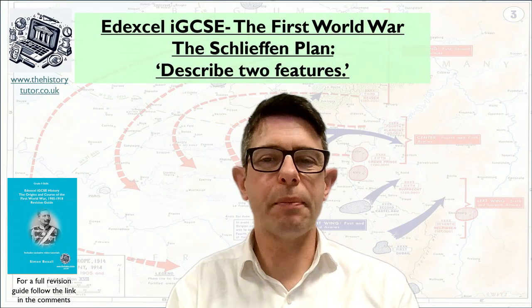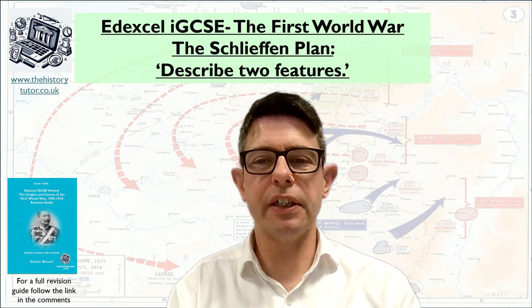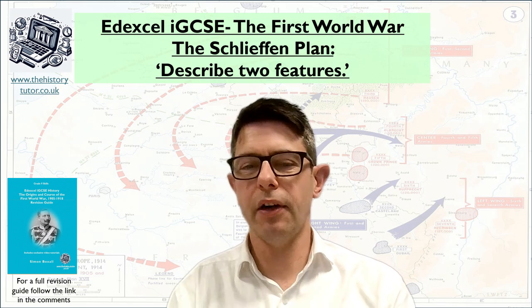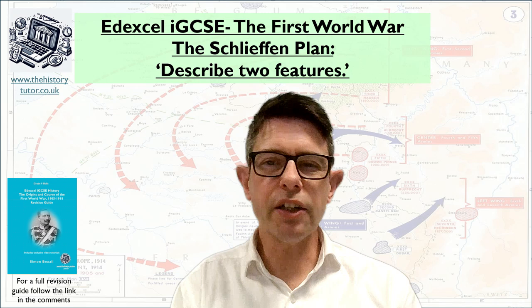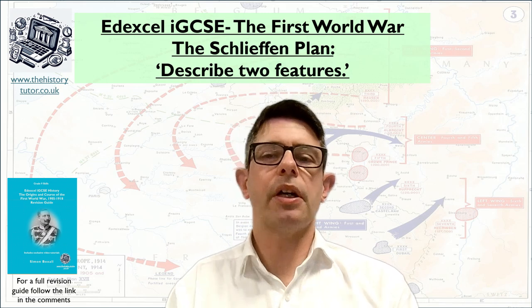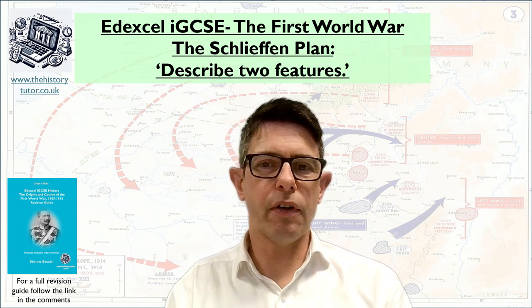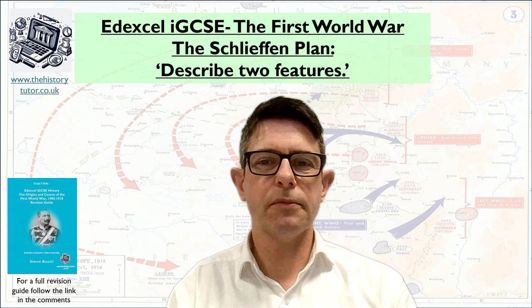Okay, so we're going to look at the Schlieffen Plan. We're going to do the describe two features question, which is question 1 on the Edexcel iGCSE paper. So firstly, find this question in your revision guide, revise your knowledge of the Schlieffen Plan, and then we're going to plan an answer and write an answer, aiming for a 6-mark response. So let's go for this then.